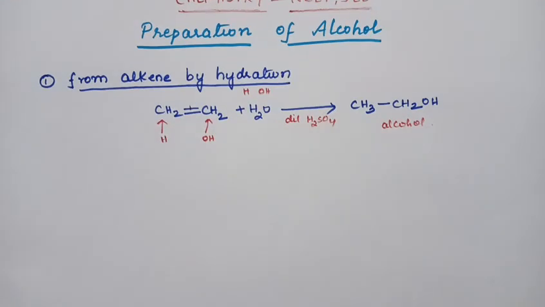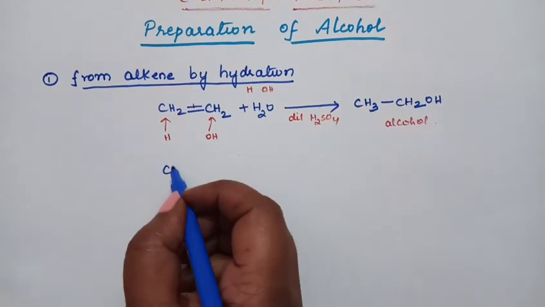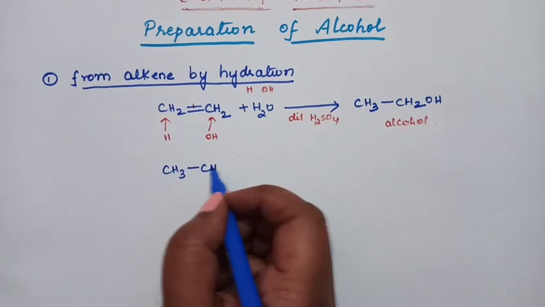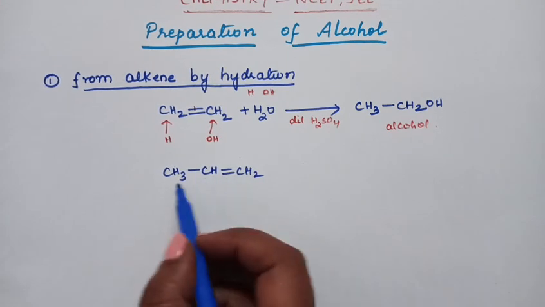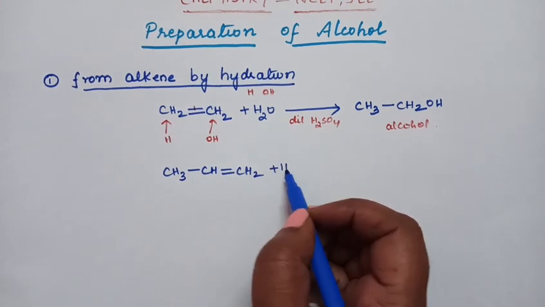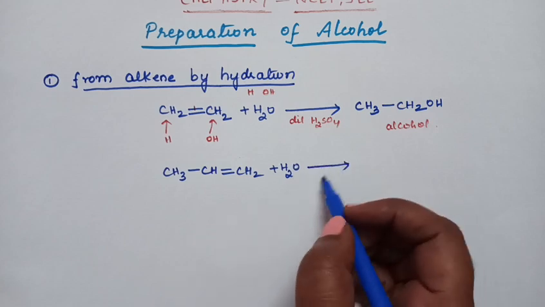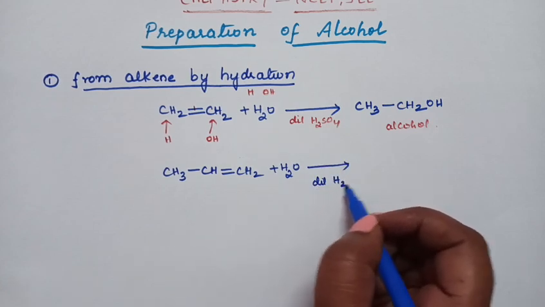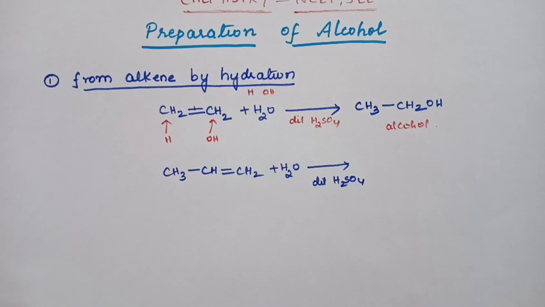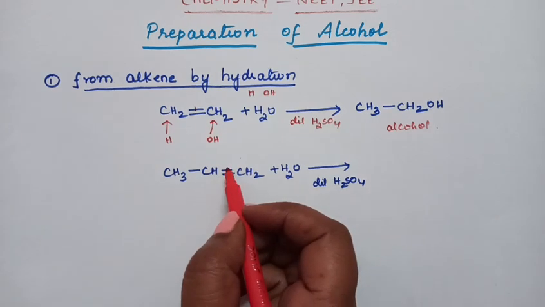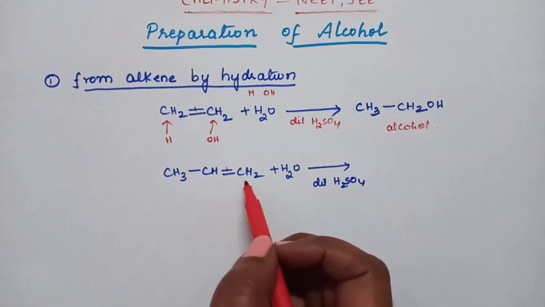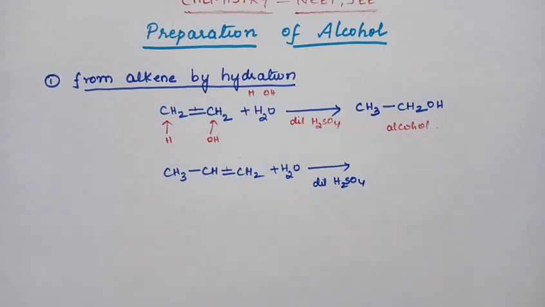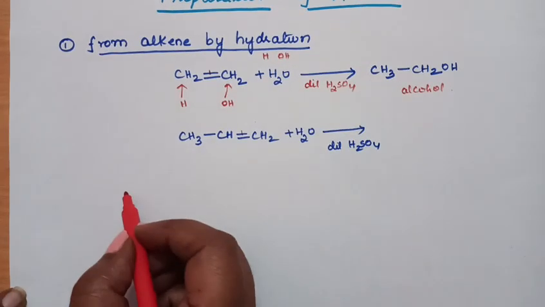Now let us take one more example: CH3-CH=CH2. So students, this is propene. Propene we are treating with water in the presence of dilute sulfuric acid. Again here the double bond will break and we are going to add hydrogen to one carbon and OH to another carbon. To which carbon we have to add hydrogen depends on Markovnikov's rule.